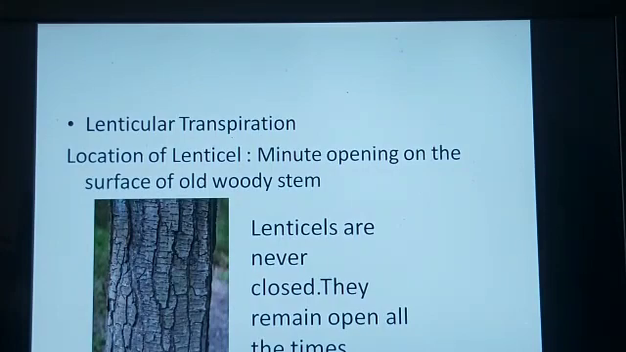So, the stomata that are present on the green stem, when the stem becomes old and woody, get converted into lenticels. Lenticels are always open, they never close. And from the lenticels, directly the evaporative loss of water takes place. So the amount of transpiration from the lenticels is certainly more than from cuticles, but lesser than stomatal transpiration. So let us see what is stomatal transpiration.